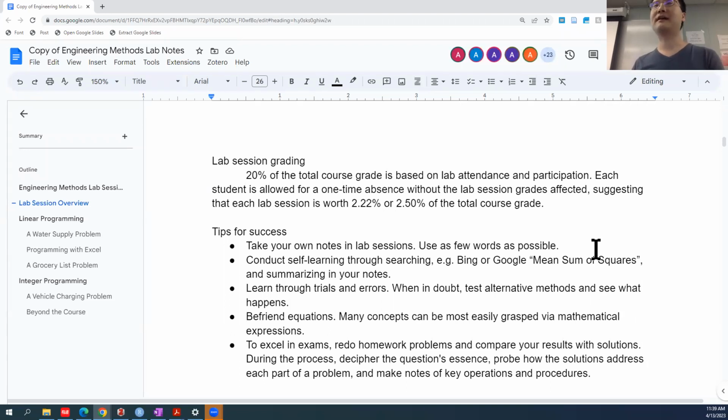And since we have only nine lab sessions in total, you have one free ticket if you need to miss. But other than that, your grades might be affected. So you can win 4 points in the lab session, which constitutes 20% of the total course grade, by attending at least 8 of the lab sessions, once per week.